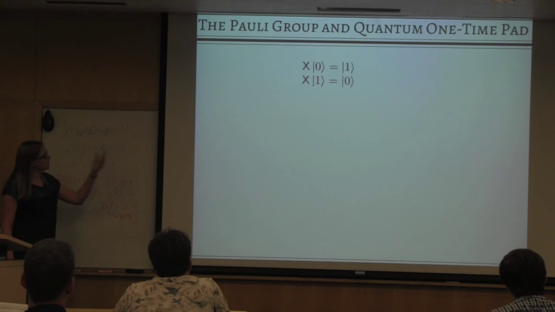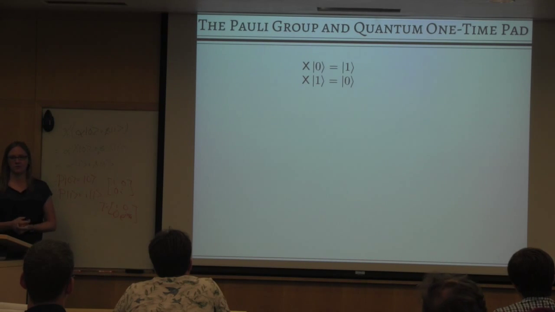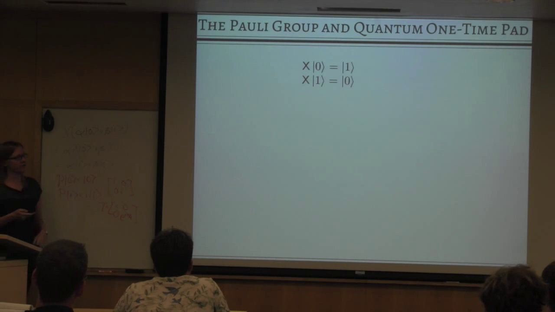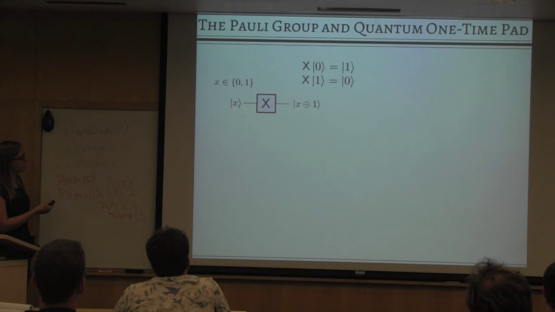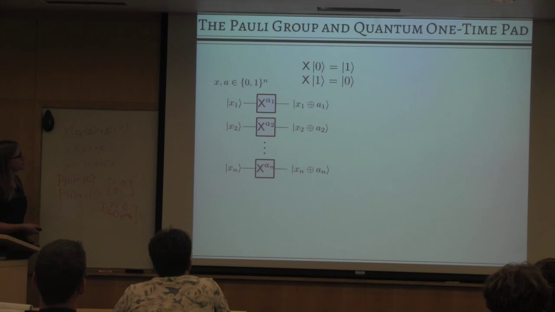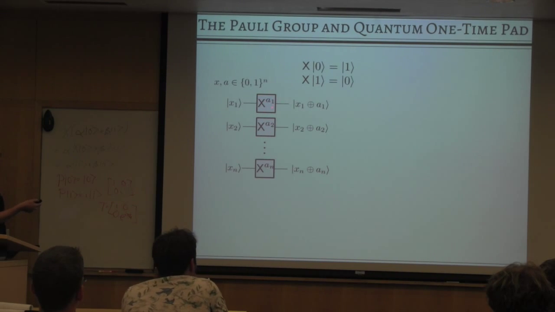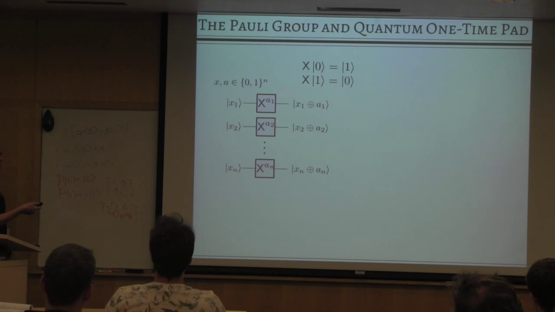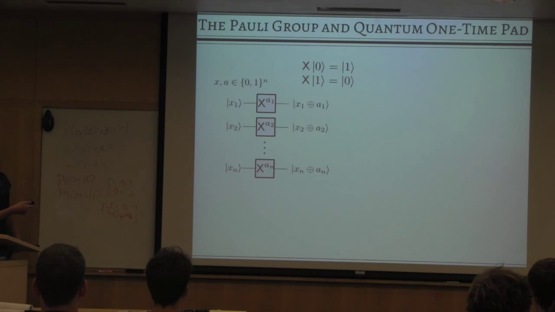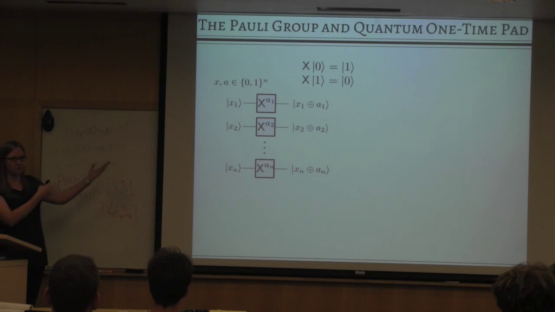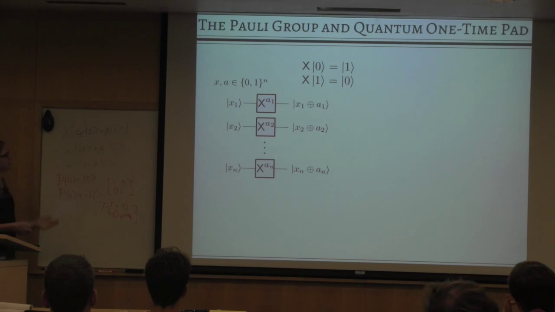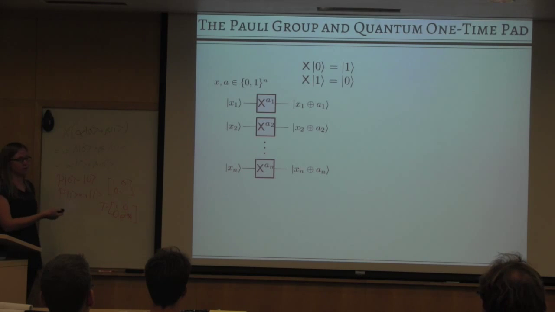Okay, so I mentioned before this gate, which you probably know as the NOT gate, and you can get it by X, and it just maps 0 to 1 and 1 to 0. Here I've just rewritten it in circuit form. If we have some input bit x, this gate just flips the bit. And if we take as input some n-bit string, and then we choose some random n-bit string a, and we apply X wherever a is 1, so X to the 1 is X, and we apply the identity wherever a is 0, so X to the 0 is the identity, that does nothing. This is just applying the classical one-time pad. I've just written in a quantum way the one-time pad, which you're probably familiar with. So if we choose a uniformly at random, this is a way of encrypting a message with information theoretic security.